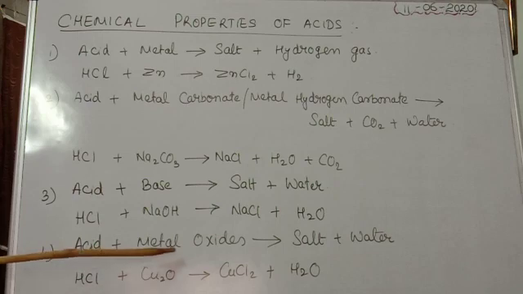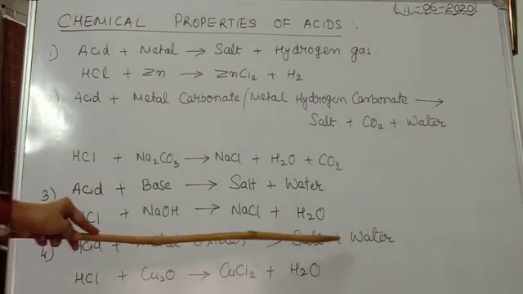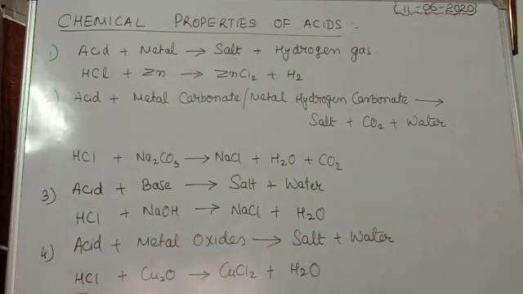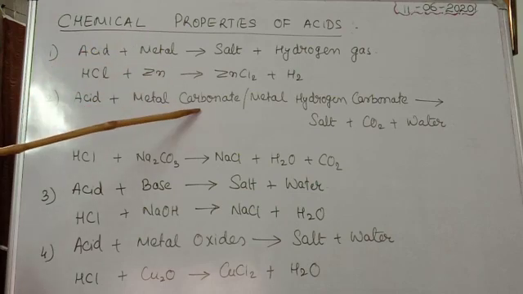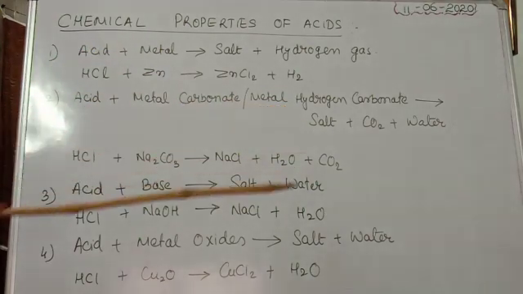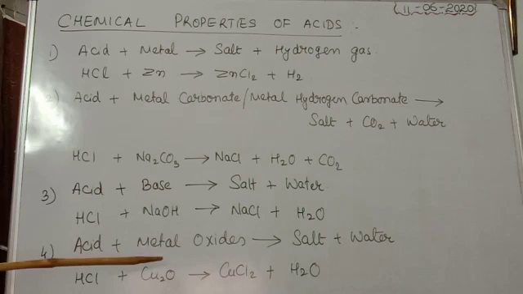Fourth, acid plus metal oxides gives you salt and water again. HCl plus Cu2O gives CuCl2 plus water, H2O. Okay, so with what does acid show its property? Acid reacts with metal carbonate, metal hydrogen carbonate, base and metal oxides. The similar properties will be there for base also.